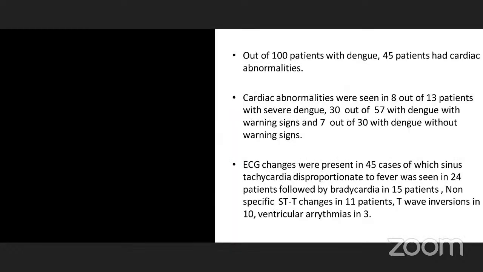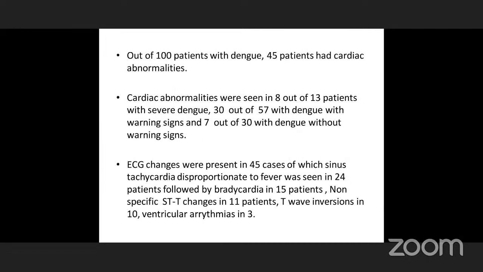Out of the 100 patients with dengue, 45 patients had cardiac abnormalities. Cardiac abnormalities were seen in 8 out of 13 patients with severe dengue, 30 out of 57 patients with dengue with warning signs, and 7 out of 30 patients with dengue without warning signs.